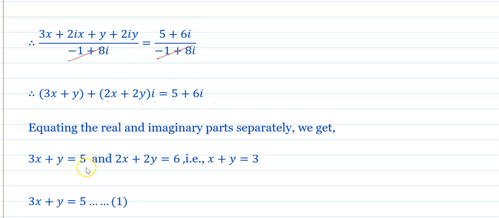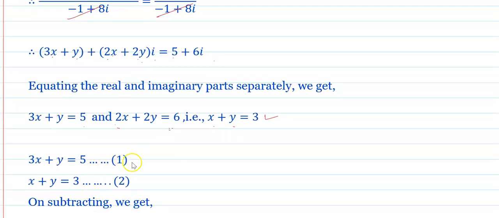3x plus y is equal to 5. 2x plus 2y is equal to 6. If we divide both sides of this equation by 2, then you will get x plus y is equal to 3. Now we get two equations: 3x plus y is equal to 5, and the second one is x plus y is equal to 3.